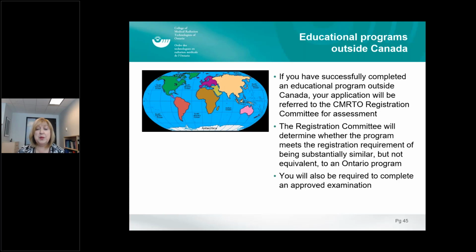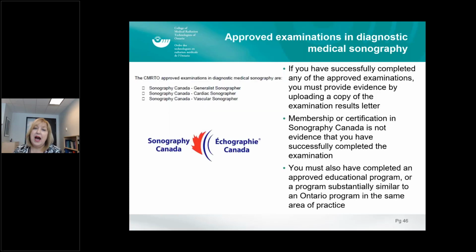And of course, you'll also be required to complete an approved examination at some point. Approved examinations. So the educational programs and the examinations go together. You have to complete both. And the approved examinations in sonography, of course, are the Sonography Canada exams in the 3 areas of practice of general, cardiac, and vascular.